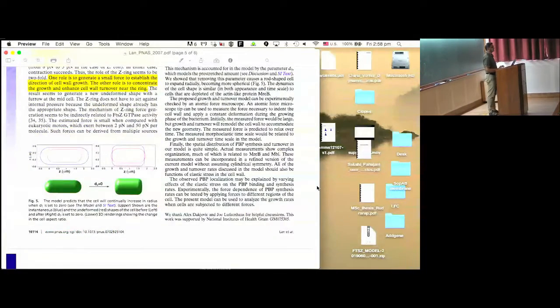Yeah, so this is basically the primary conclusion. The role for the Z ring, as they postulate, is to generate a small force to establish the direction of the cell wall growth, and to concentrate the growth. I think both these aspects Srinivasan has already discussed in his talk.